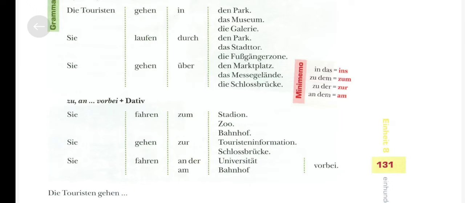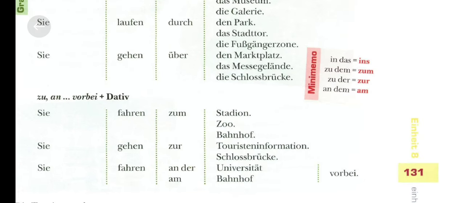She is going to the zoo. Zum here is to the zoo. They have added a short form. Zum means zu dem. Zu dem Zoo, zu dem Bahnhof.